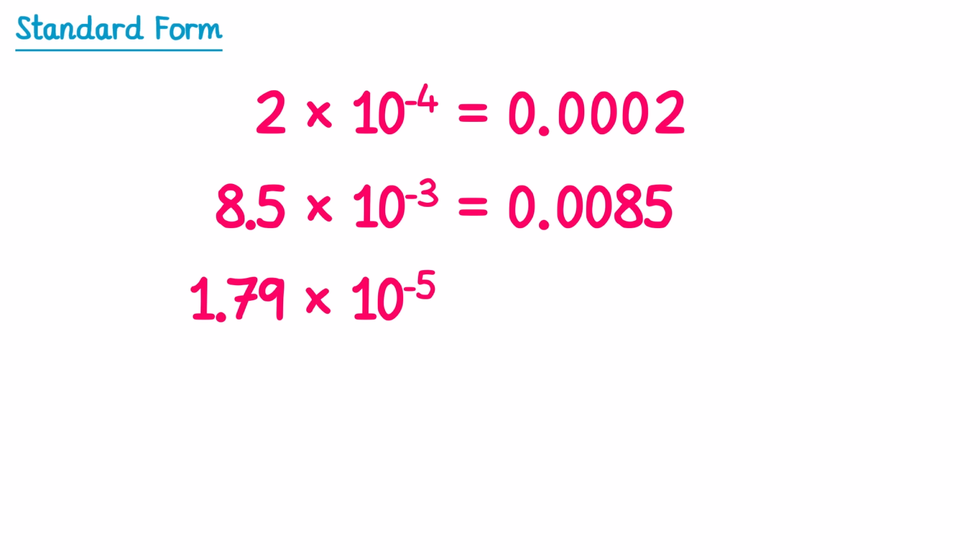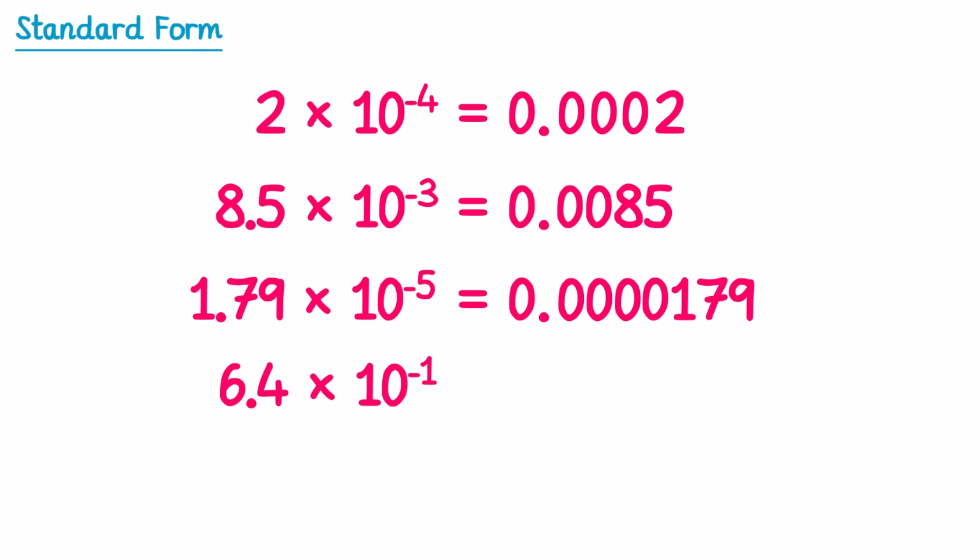Now let's try this one, 1.79 times 10 to the power negative 5. So we'll start with 1.79 and divide it by 10 5 times. So if we divide it by 10 once, 0.179, a second time 0.0179, a third time 0.00179, a fourth time 0.000179, and a fifth time we get the answer 0.0000179. Let's try one more. So 6.4 times 10 to the power negative 1. Well, this time we only need to divide 6.4 by 10 once, which is 0.64.